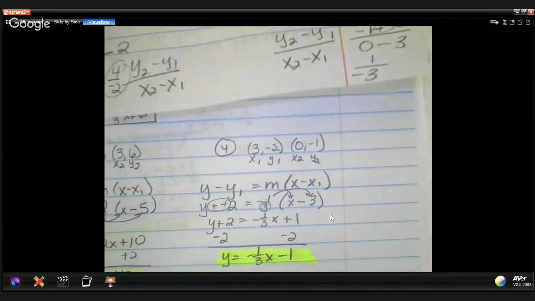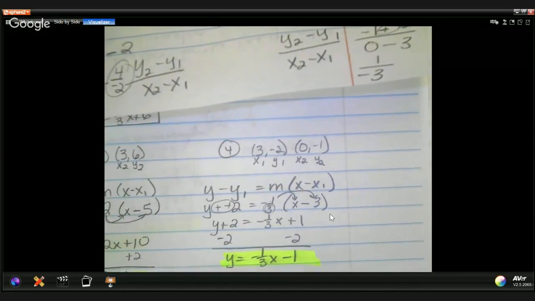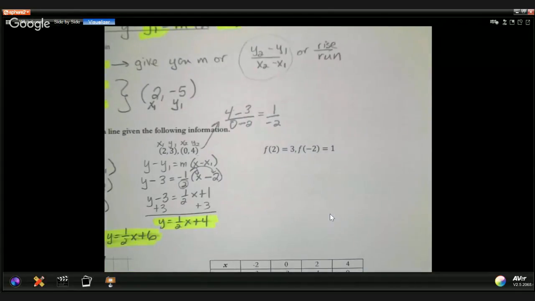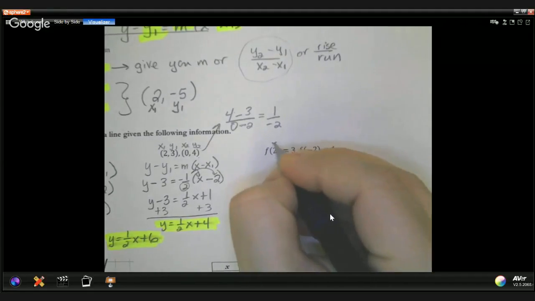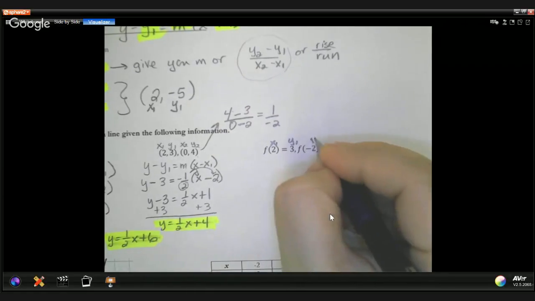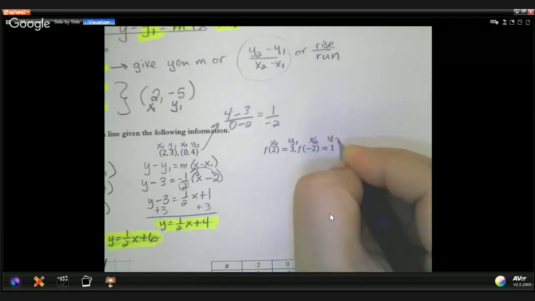So again, what makes this process a little harder is that you have to find the slope formula first. Okay, so now another type of problem is if it's given in function notation. What's nice about this is it's the exact same as what we already learned, so you're not learning a new process. But what you do have to recognize is that this is my x1 and this is my y1. This is my x2 and this is my y2.